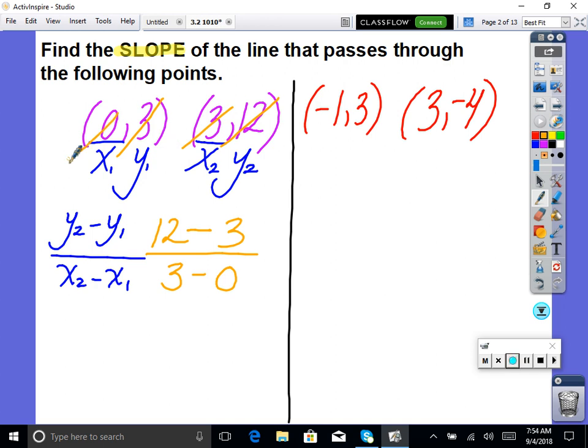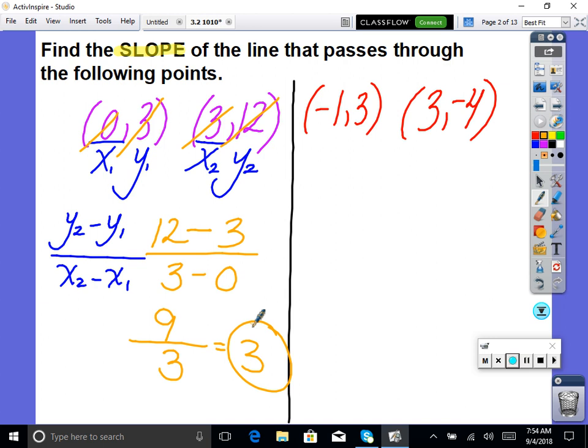So 12 minus 3, 12, 11, 10, 9, right? So 9 is on top, and then on bottom we have 3 minus 0, which is 3. So 9 divided by 3 is 3. So our slope is 3. That's all it asks us to find, is the slope.